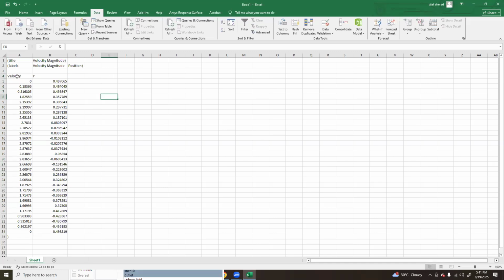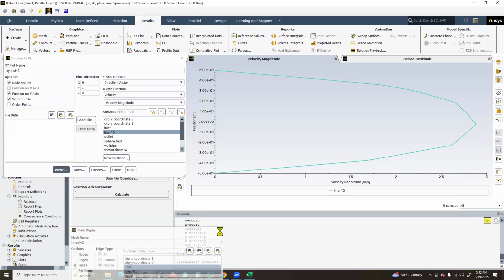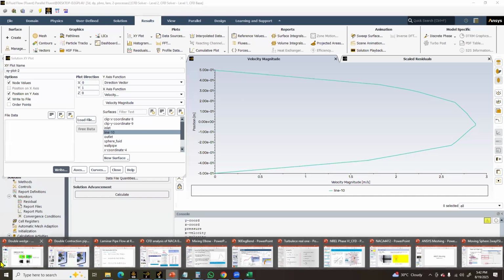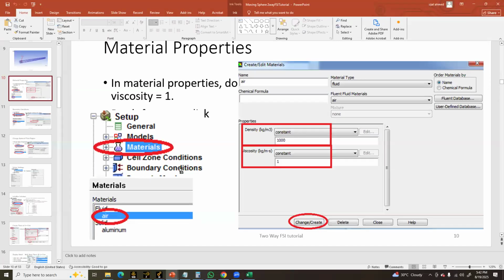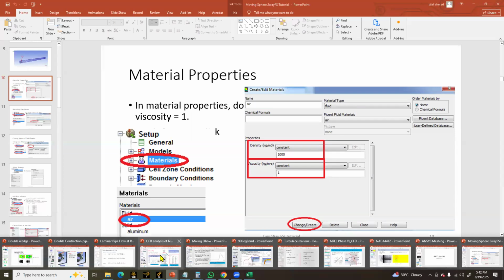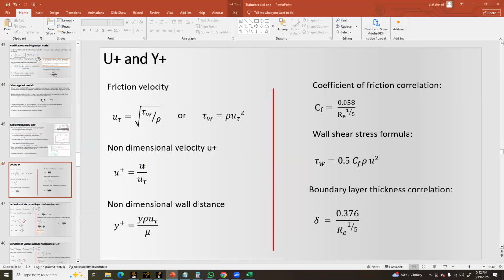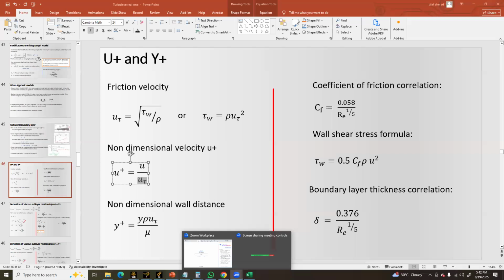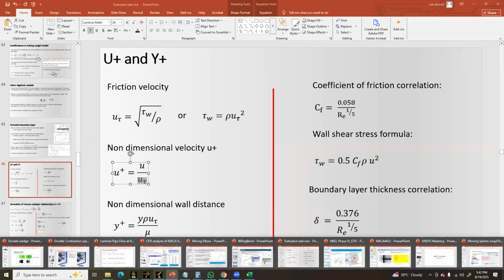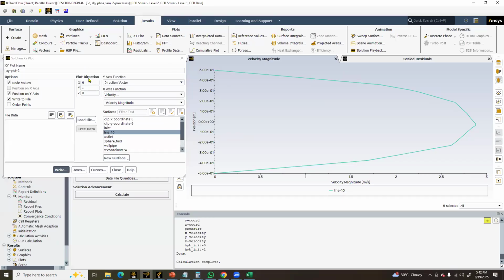So what you have to do is find out the friction velocity. And how can you find the friction velocity? You have to use this formula here. So you have to find the friction velocity at that location. At this point, what you have to do is put the shear stress there, in the same simulation. So let me plot the shear stress.